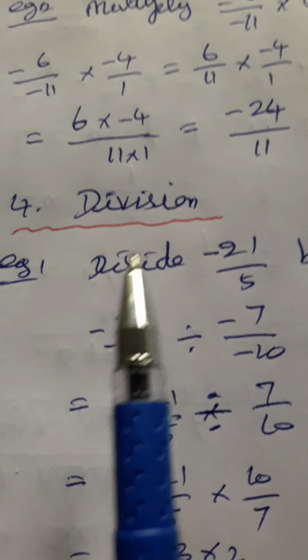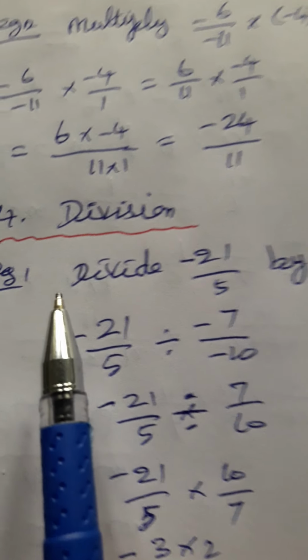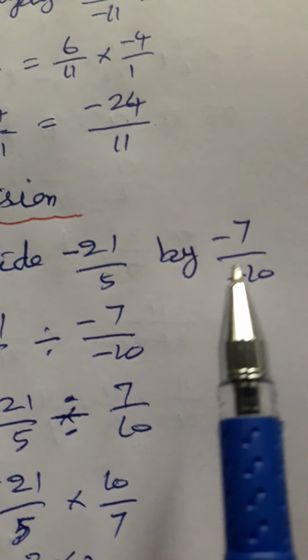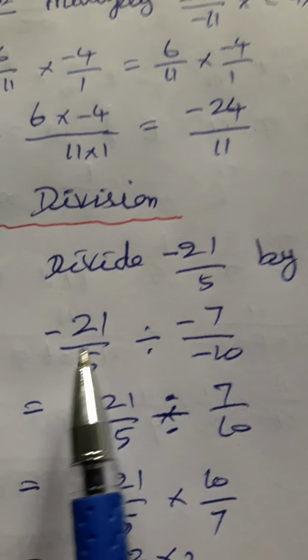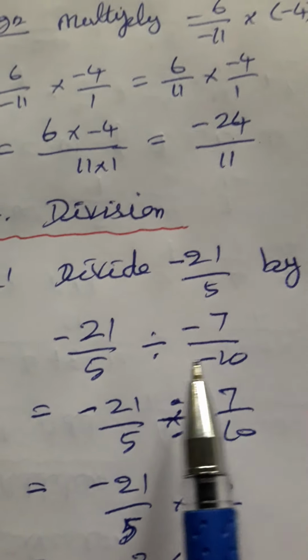Fourth property, division. Here we divide two fractions. Example 1, divide minus 21 by 5 by minus 7 by minus 10. Minus 21 by 5 divided by minus 7 by minus 10.